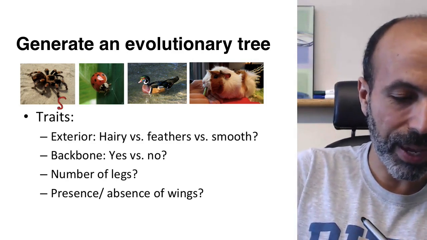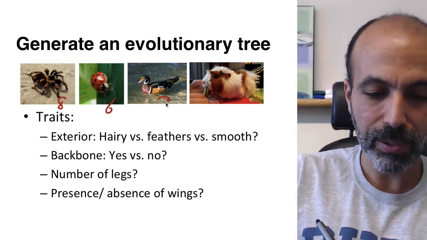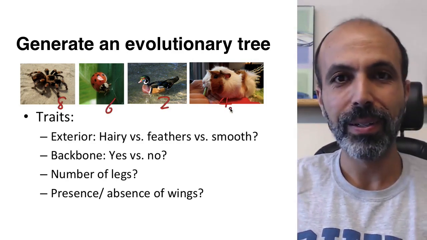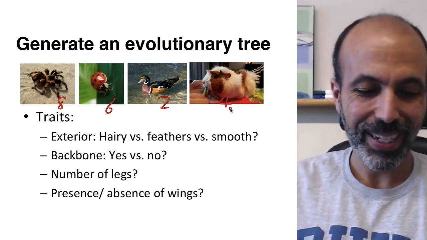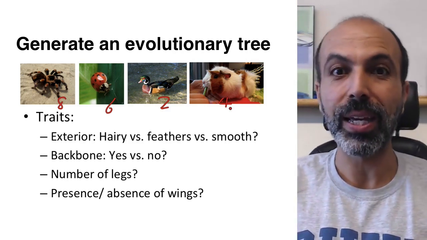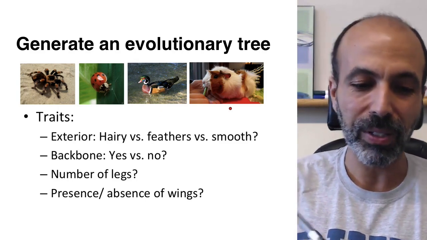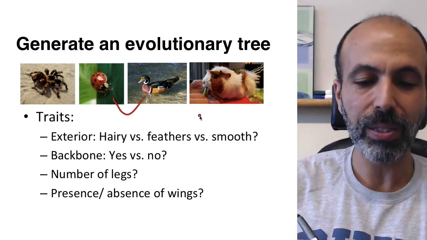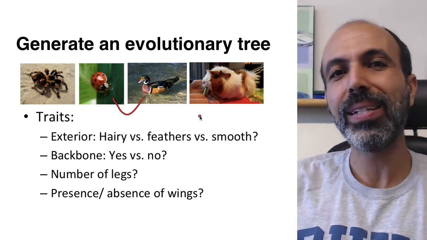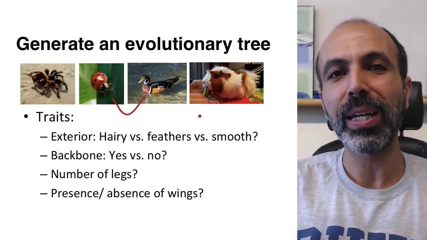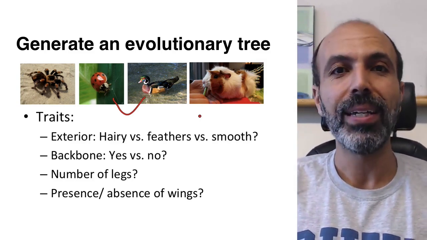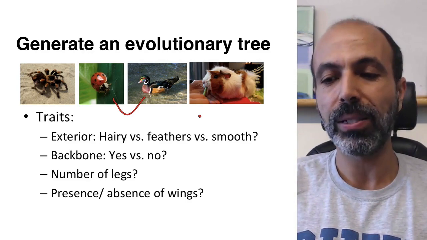Well, here we have 8, here we have 6, here we have 2, here we have 4. Well, that's not useful at all. And the last thing is, what about presence or absence of wings? Well, that was the example I showed you in the preceding video, that these two have wings and those two do not. So you can see it's not clear what to do when you're looking at a single character, and you can in fact be misled when looking at single characters.